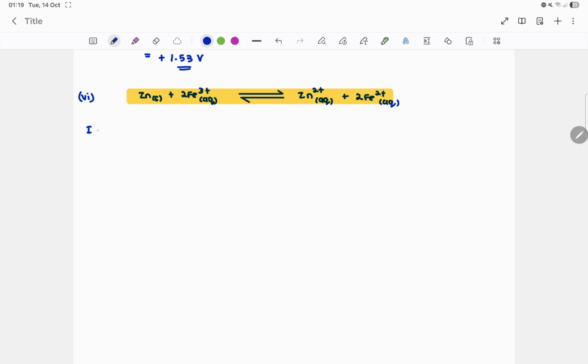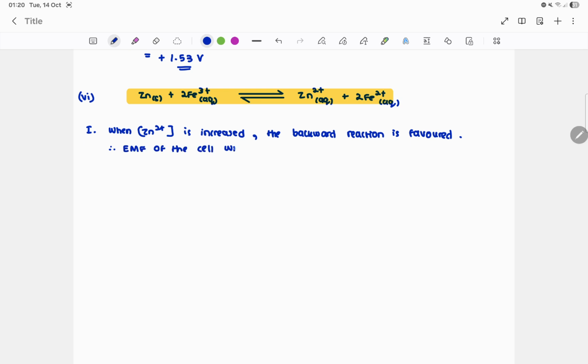Starting with 1. When the Zn2+ concentration is increased, the backward reaction is favored. You know the principle, okay? Therefore, the EMF of the cell will decrease.